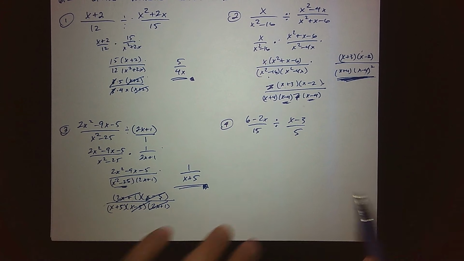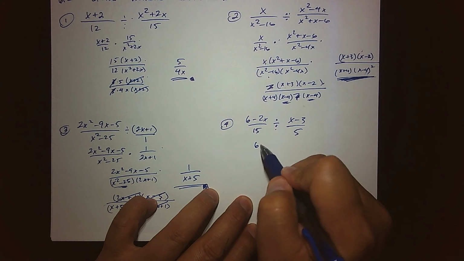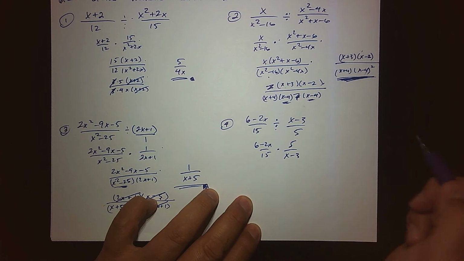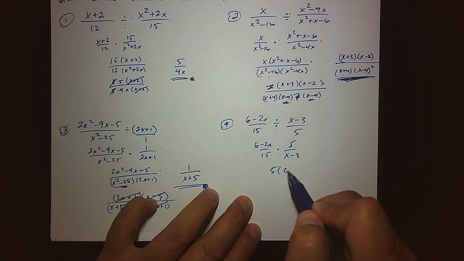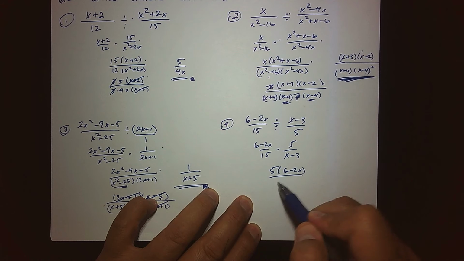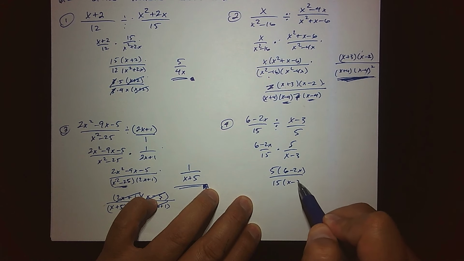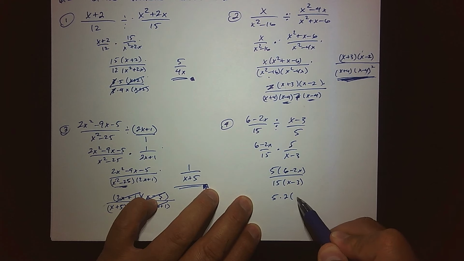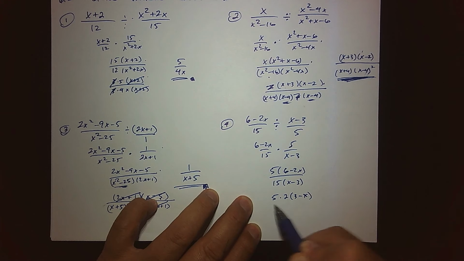So last division problem, we're dividing. So division turns into the multiplication of a reciprocal. And then tops to tops and bottoms to bottoms. And then it's all about factoring. Right here we get 5. We can factor a 2 out of there. So we get 2, and I think that would be 3 minus x. And then 15 is 3 times 5, and then we have x minus 3.